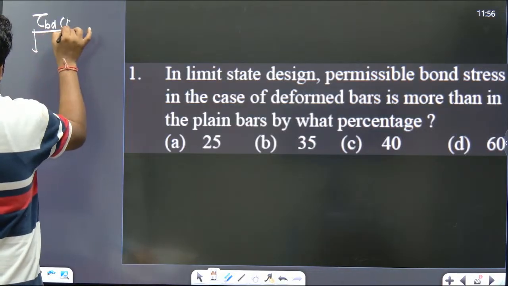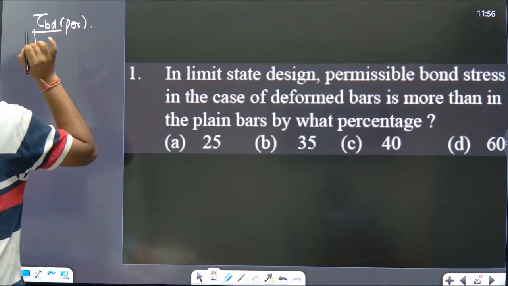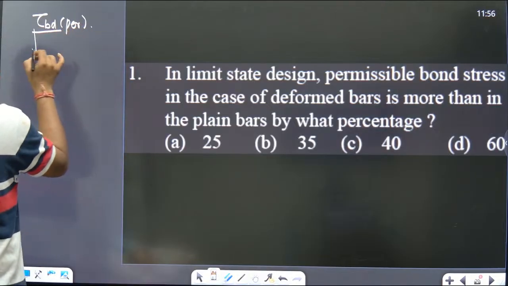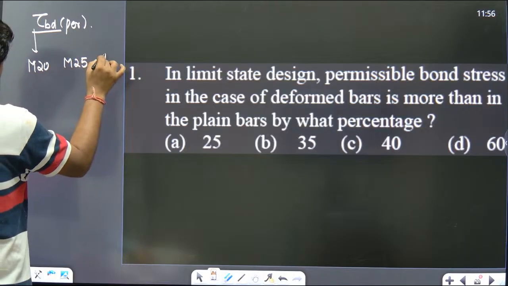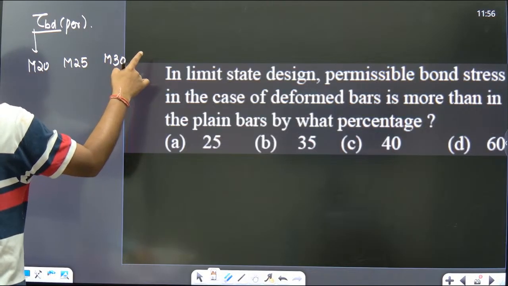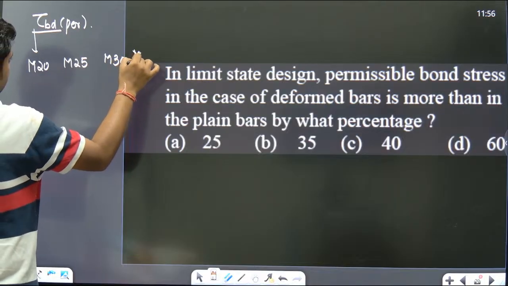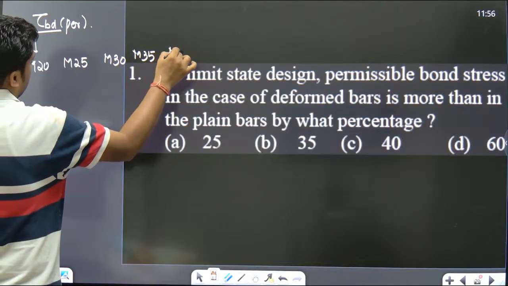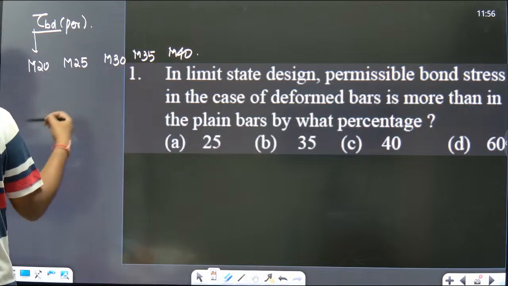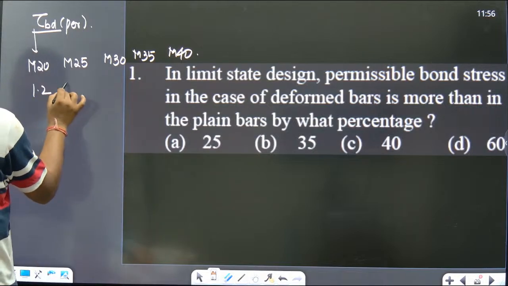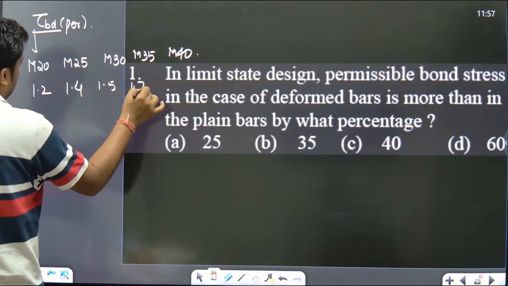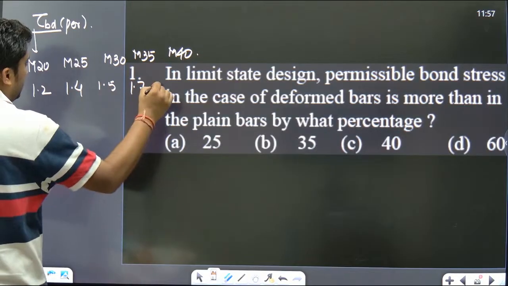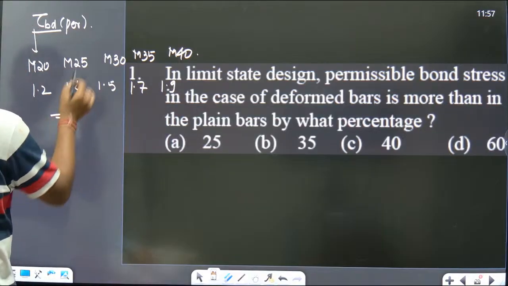tau BD permissible values for plain bars are given as, for M20, M25, M30, this value you need to remember, M35, M40 and above. So these tau BD permissible values are 1.2, 1.4, and then we have 1.5, 1.7, and then we have the value as 1.9. So these are for plain bars, tau BD permissible value.